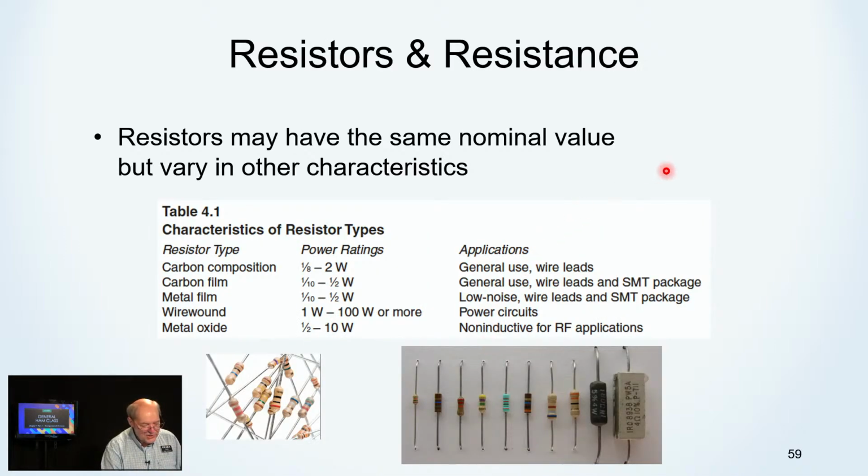So resistors and resistance. Resistors are probably the most often used component in most electronic circuits. And there's all different kinds. There's a little tiny, probably a 1/8 watt resistor. This might be a 5 watt. So they have different characteristics, specifications of value, different power ratings, different applications.